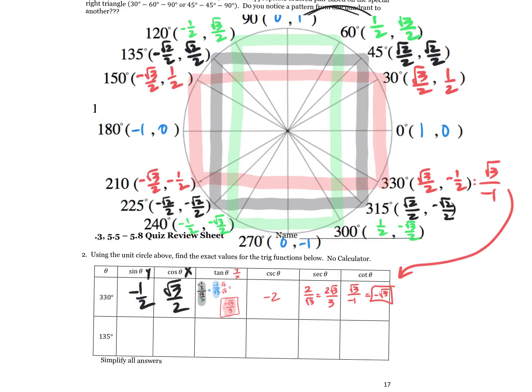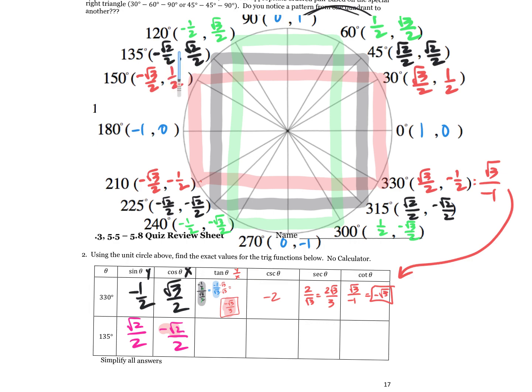135 degrees. What quadrant are we in? 2. When they ask for the sine, they're asking for the x or the y? Sine is y, which is root 2 over 2. What would the cosine be there? Same thing, just negated. Love it. Negative root 2 over 2. The tangent is the y over the x.